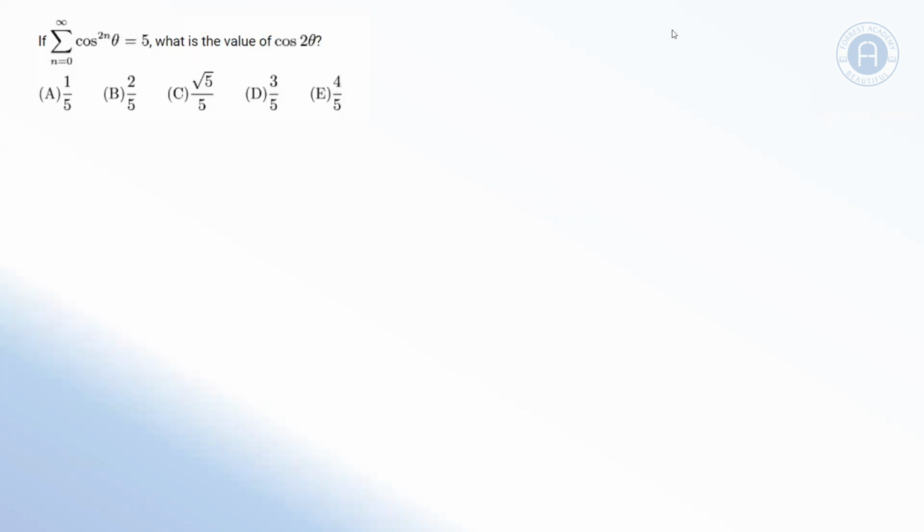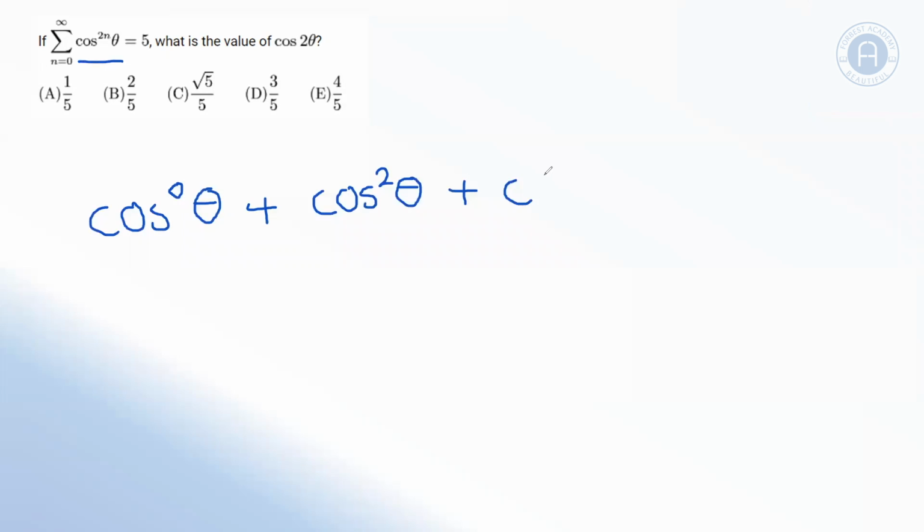Now, the first thing we need to do in a question like this is have a look at what this sequence of cos 2n theta looks like. So if we're starting with n equal to 0, we've got cos to the power of 2 times 0 theta, so that's going to be cos to the power of 0 theta. Our next term would be n is 1, so cos squared theta. Our next term, when n is equal to 2, is going to be cos to the power of 4 theta.